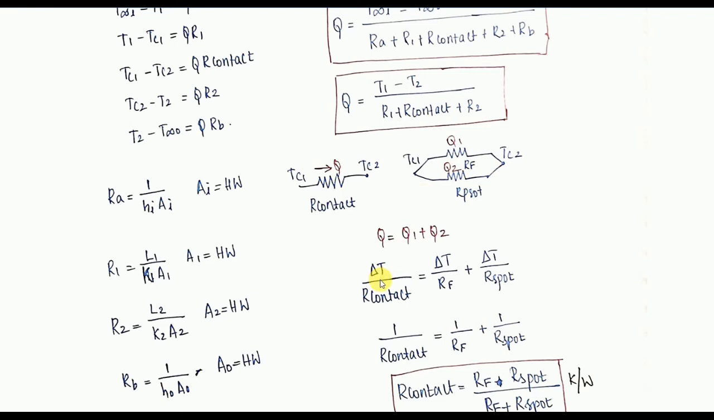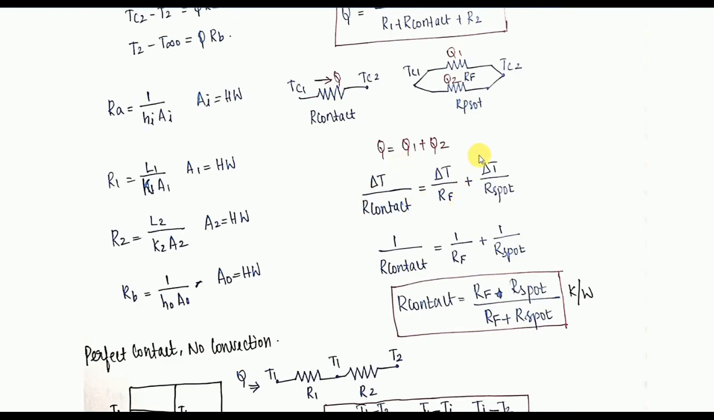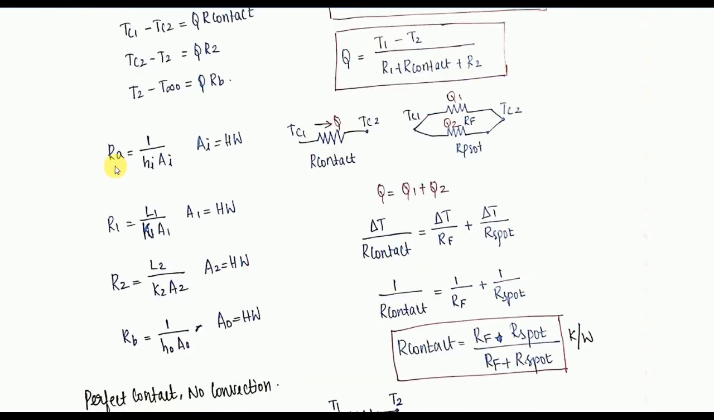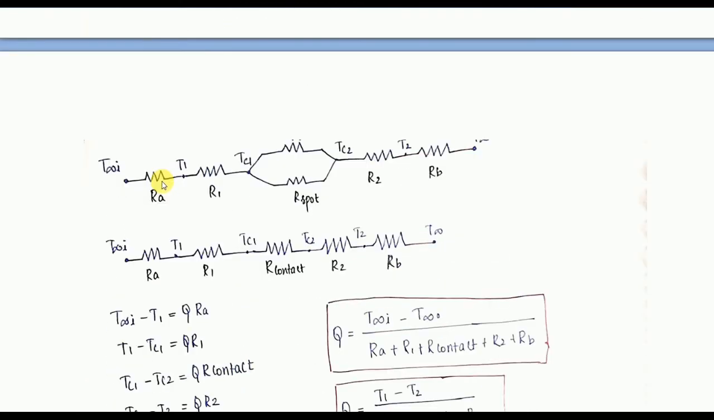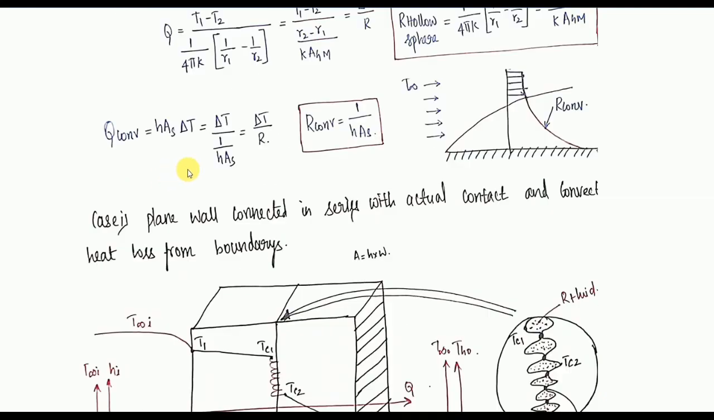Next, Q equal to temperature difference by R contact. Same thing here also: temperature difference by fluid resistance, plus temperature difference of the spot divided by spot resistance. Simply all del T will be cancelled and you will have these things. If you take the reciprocal of this and multiply both those things, you will get R contact. This is a very easy thing, and we have already seen that R equal to 1 by hA, that is convective transfer, Q equal to hA. Here we have seen this, right?